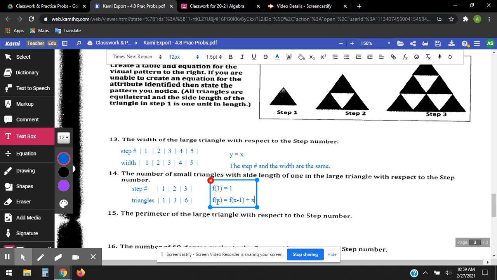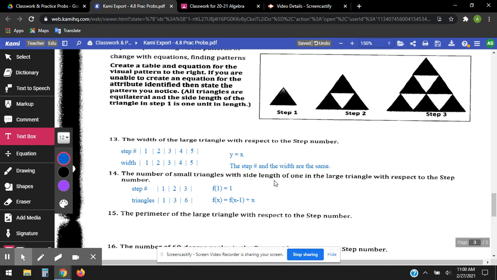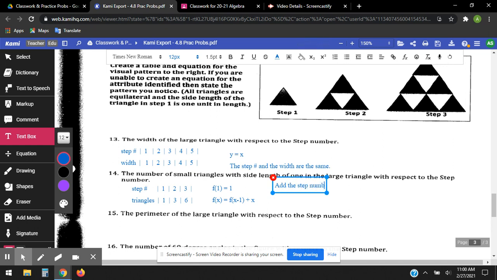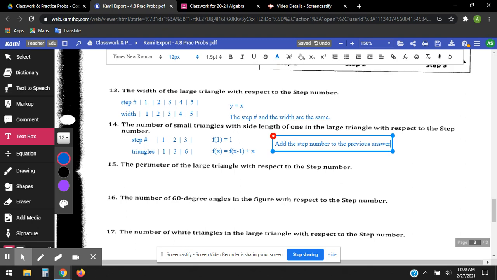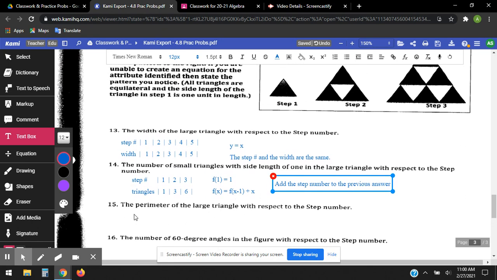So if this is a 2, then I need to take 1's answer and add 2 to it. This was 3. I need to take 2's answer plus 3. 3's answer plus 4. So the explanation then is add the step number to the previous answer. Yep. Okay.